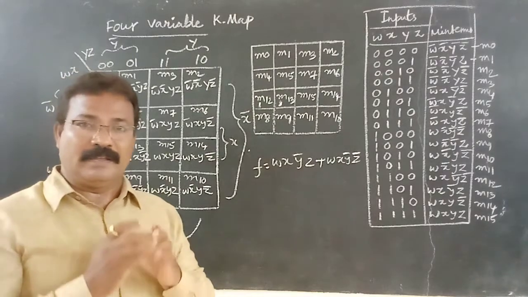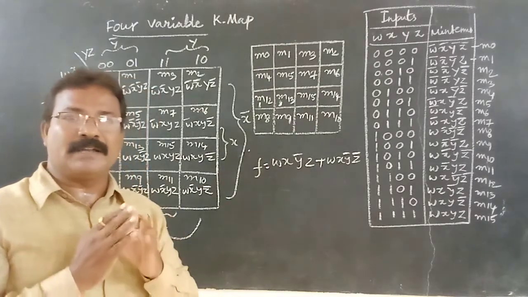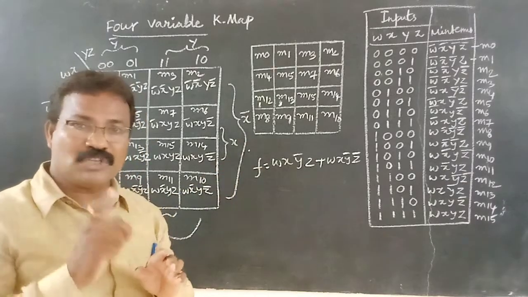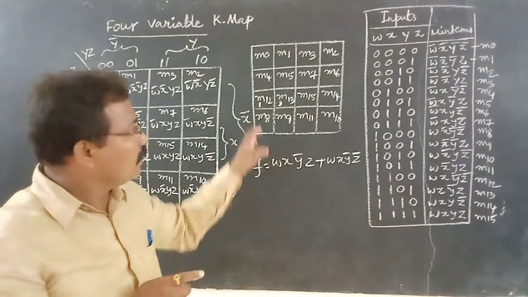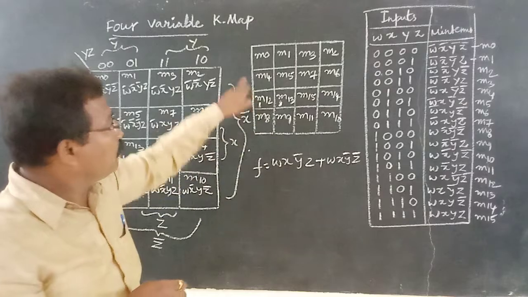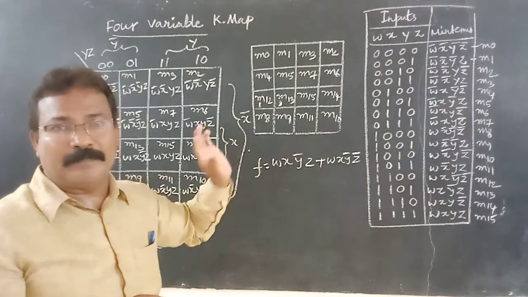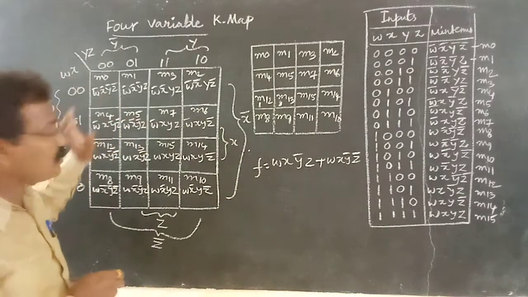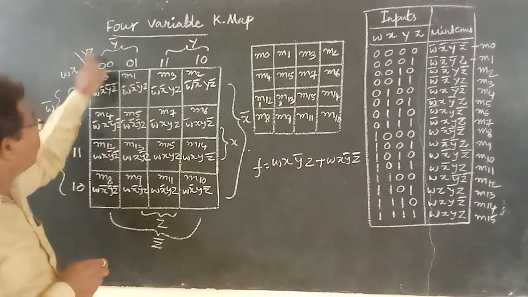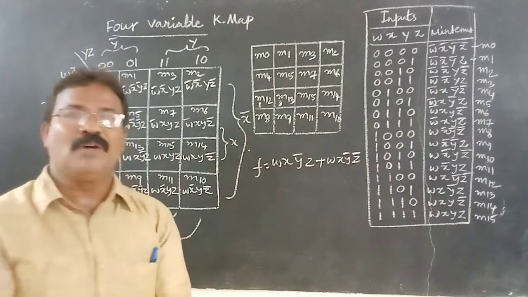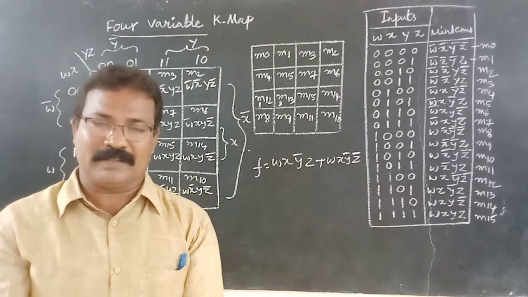So here the four variable K-map consists of 16 minterms, and each minterm specifies a square in the K-map. This is the format of the four variable K-map, and this is the relation between the squares and the variables of the four variable K-map. That is about the four variable K-map. Okay, thank you.